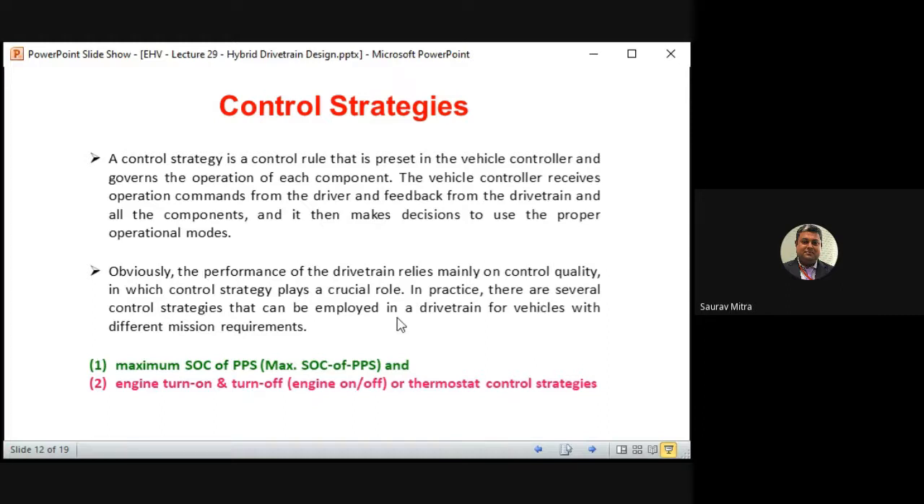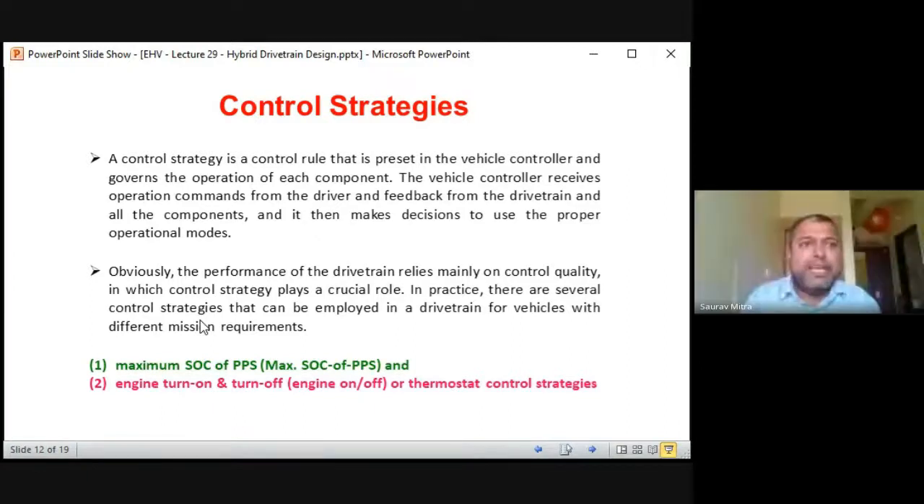So in practice, there are several control strategies that can be employed in the drivetrain for vehicle control with different mission requirements. So this is a very important line: not each objective can be satisfied simultaneously. So each mode of operation is having a specific objective. So in our syllabus, there are 2. The first one is maximum SOC of PPS. That means maximum state of charge for the peaking power source. That is the first type.